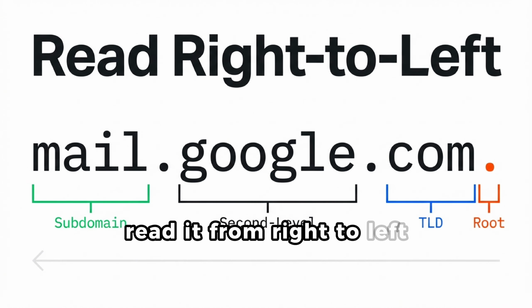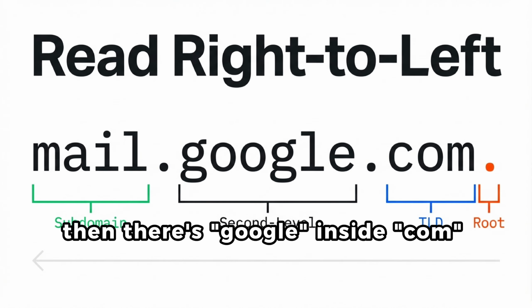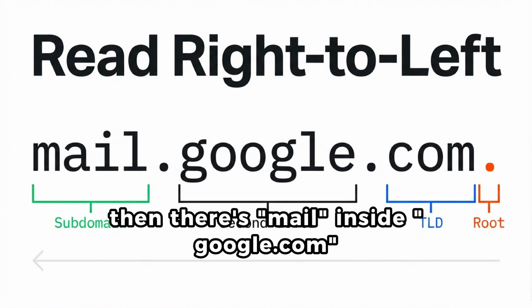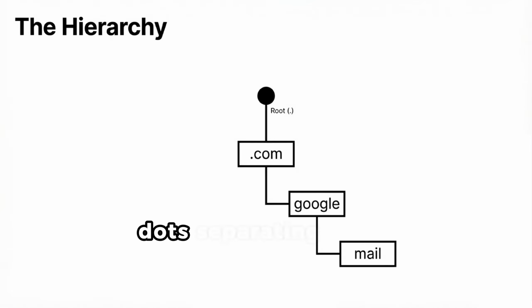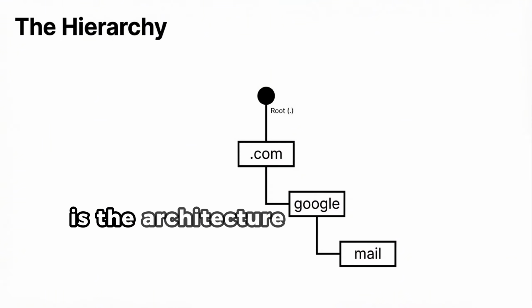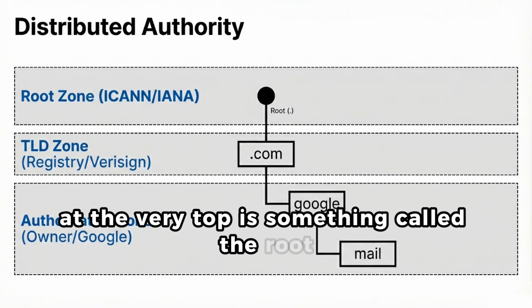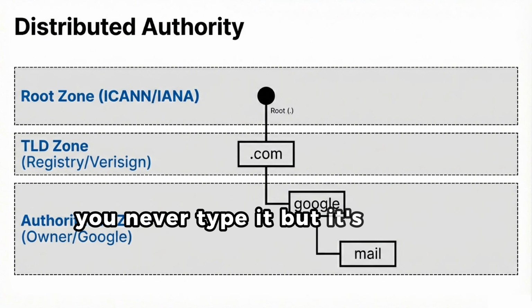Read it from right to left, and you'll notice it has structure. There's com, then there's Google, inside .com. Then there's mail, inside google.com. This isn't cosmetic. This hierarchical structure, dots separating levels, is the architecture of the naming system itself. At the very top is something called the root. It's invisible in everyday use. You never type it, but it's always there.